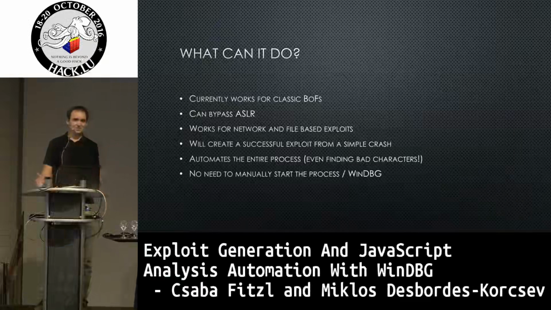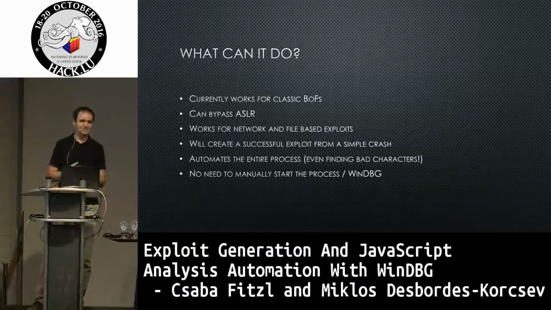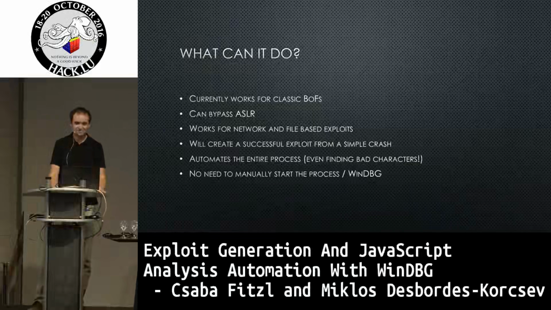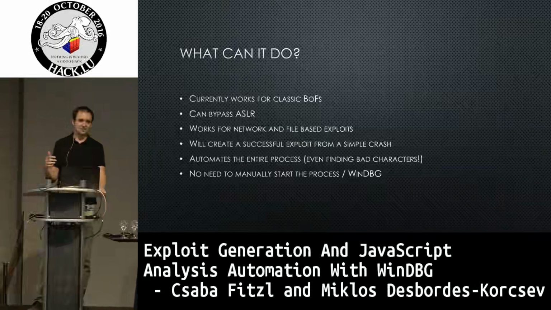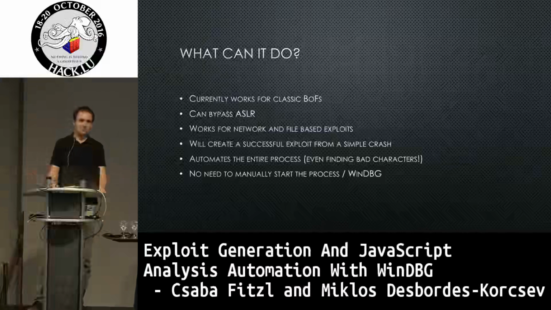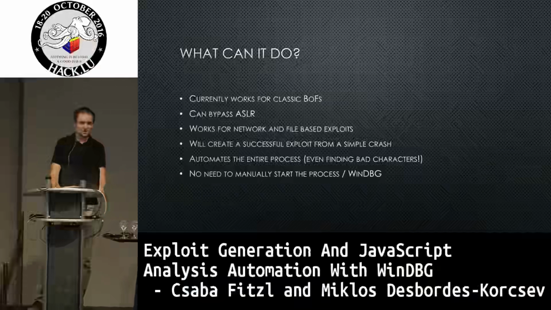So what the tool can do as of right now, again, this works for classic buffer overflow, so nothing more. It can also bypass ASLR with the method of, it will try to look for DLLs which don't have the ASLR flag. So we'll look for modules where the memory is not randomized upon load. And if you want, it can try to search only those ones for assembly code.